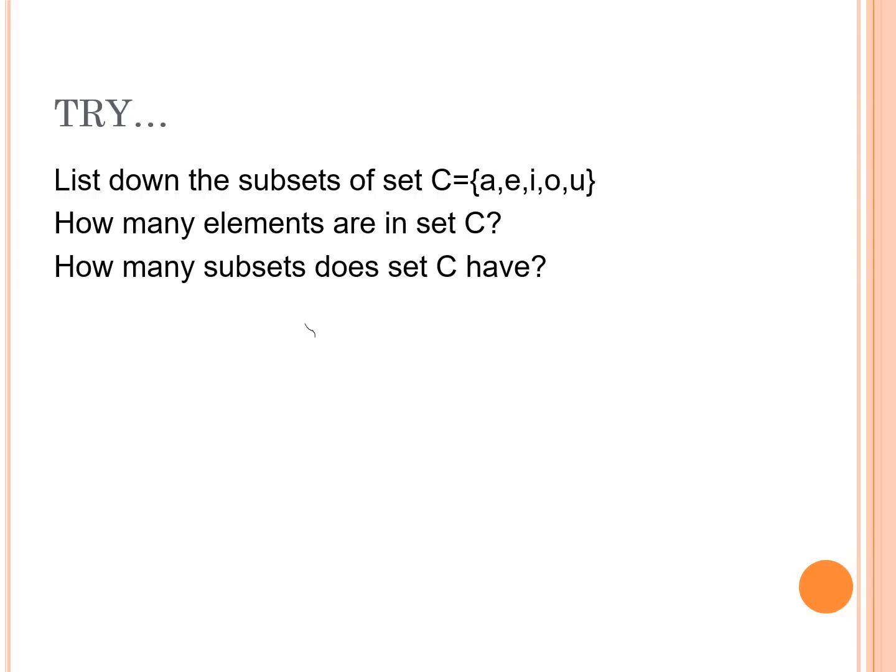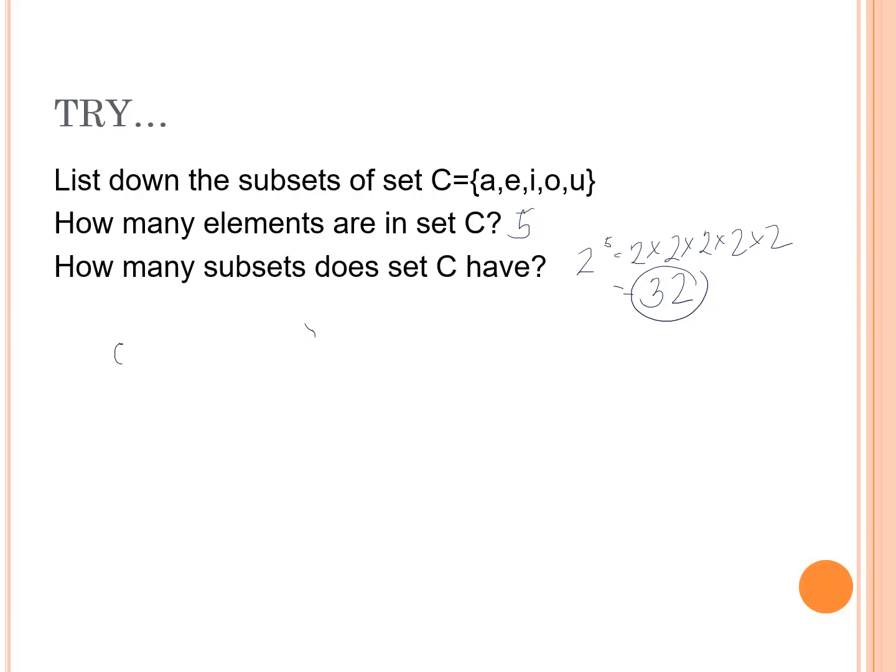Let's try this. List down the subsets of set C with elements A, E, I, O, U. Those are our vowels. First, let us answer this question: how many elements are in set C? We have 5. And how many subsets does it have? Let us use the formula from a while ago. We have 2 raised to 5, 2 times 2 times 2 times 2 times 2, which is 32. We should be able to list down the 32 subsets.